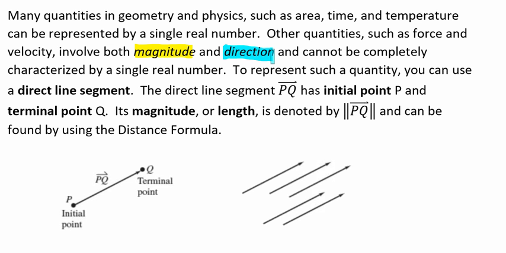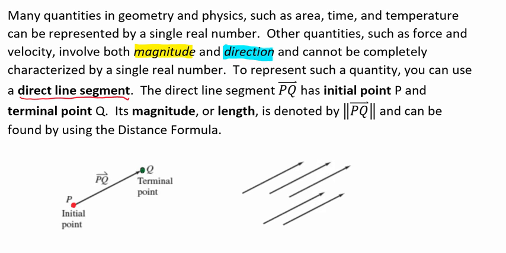So to represent this quantity, this vector, you're going to use a directed line segment. Okay, a directed line segment. The directed line segment PQ, vector PQ, has this initial point P, right? So right here we have our initial point P, and we have this terminal point, which is Q, right?